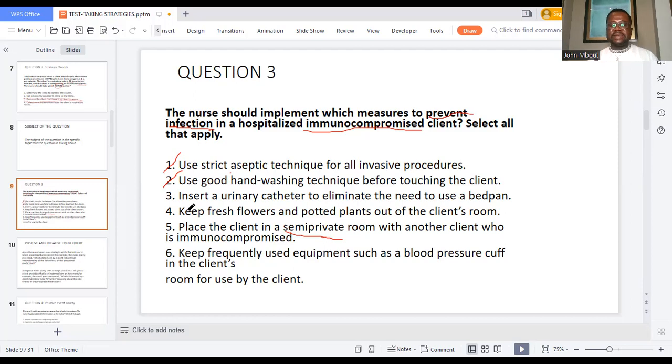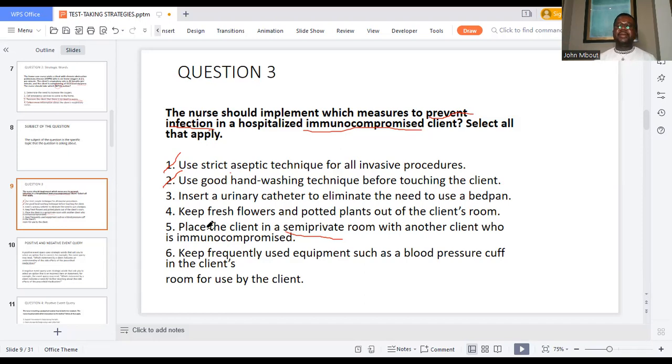In the hospital setting, the highest cause of hospital-acquired infection is urinary catheters. If there is a way to avoid the use of urinary catheters, they should avoid it. This is the highest method by which hospitalized clients get ascending infections. In immunocompromised clients, avoid invasive procedures by all means. 3 is wrong.